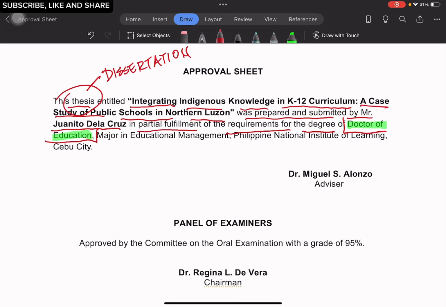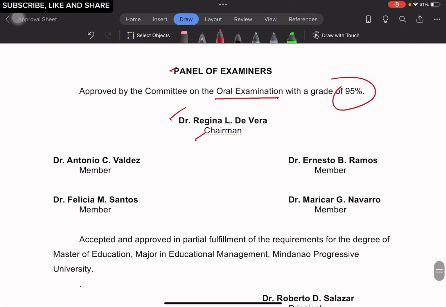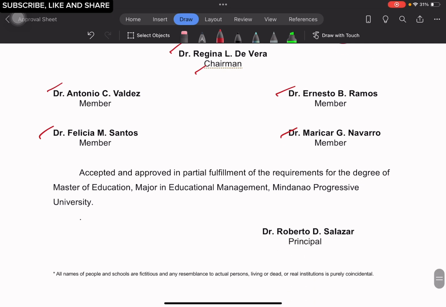Let's continue. Major in Educational Management and the name of the institution and the city. Okay, so those are all correct. And then panel of examiners, as is, approved by the committee on the oral examination with a grade of 95, the name of the chairman and the title, panel members, and then accepted and approved in partial fulfillment of the requirements for the degree of, again, this is Master of Education.